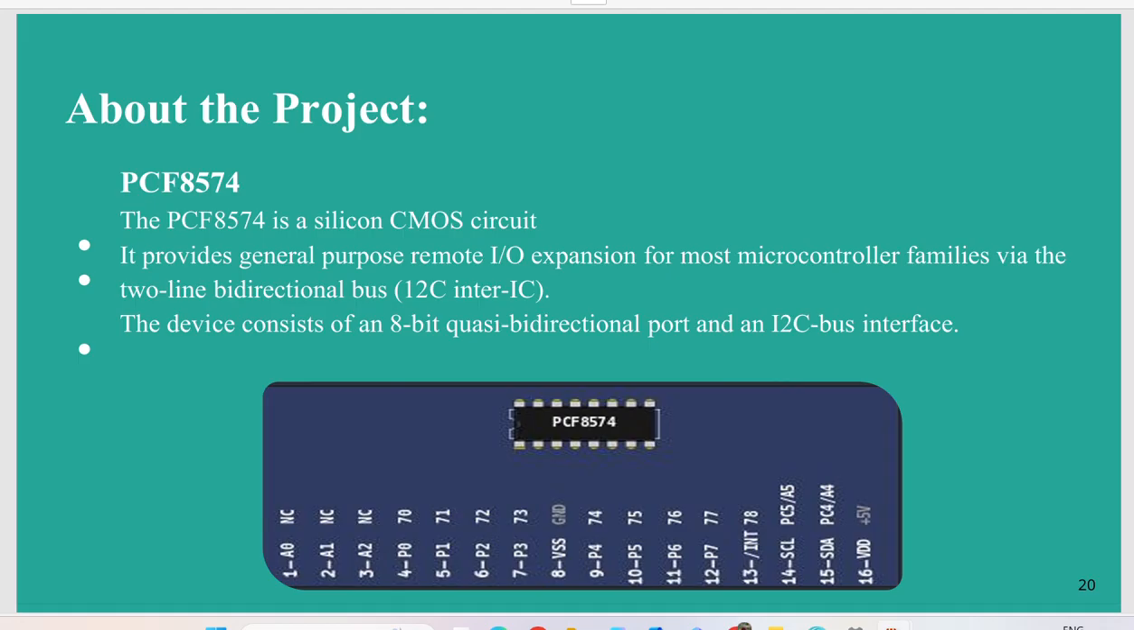The device consists of an 8-bit quasi-bidirectional port and an I2C bus interface. The PCF8574 has three address pins and eight peripherals, high performance peripherals. And the last, 16th pin is VCC connected.